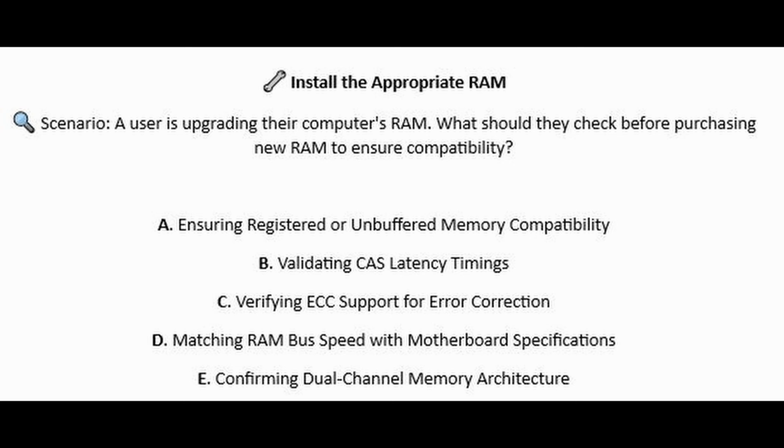And now back to our question. A user is upgrading their computer's RAM. What should they check before purchasing new RAM to ensure compatibility? Is it A, ensuring registered or unbuffered memory compatibility? Is it B, validating cache latency timings? Is it C, verifying ECC support for error correction? Is it D, matching RAM bus speed with motherboard specifications? Or is it E, confirming dual channel memory architecture? Choose one answer. You now have 5 seconds.